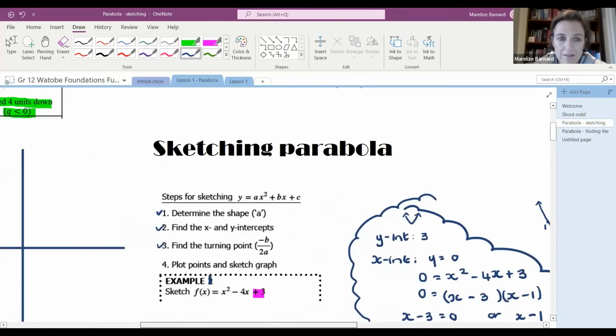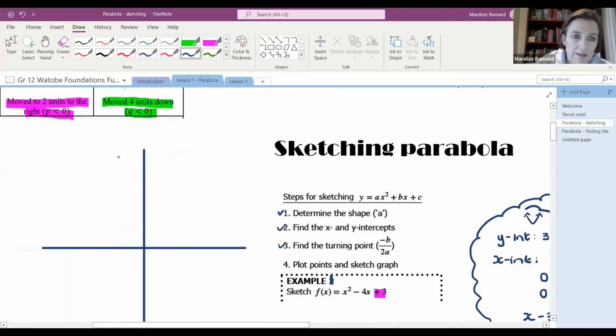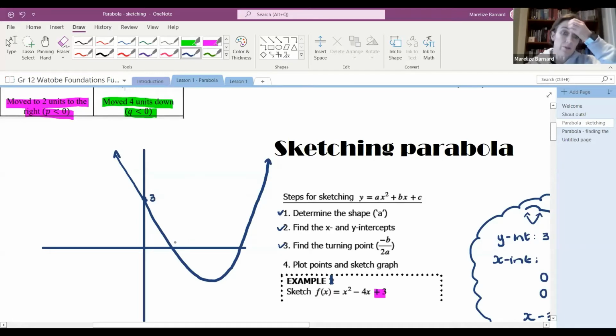It has to go through the y-axis at 3. So it's going to come down. Okay, so there's that point there, which must be 3 where it goes through the y-axis. This point here is going to be 1, and the further x-intercept is going to be 3. And then here's my turning point at 2 and negative 1.